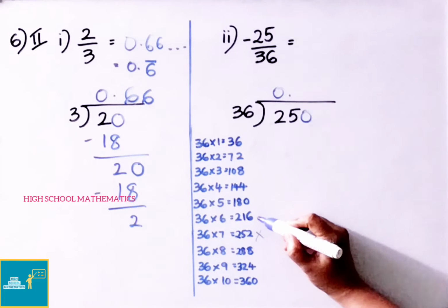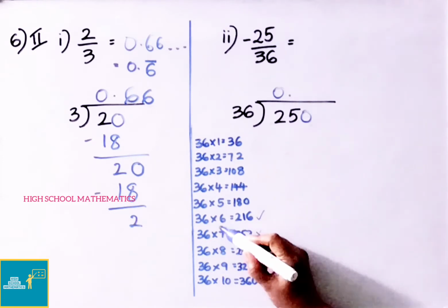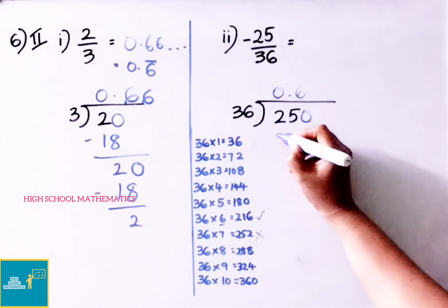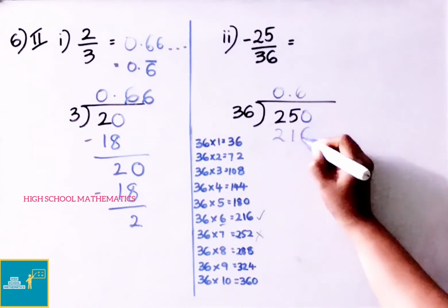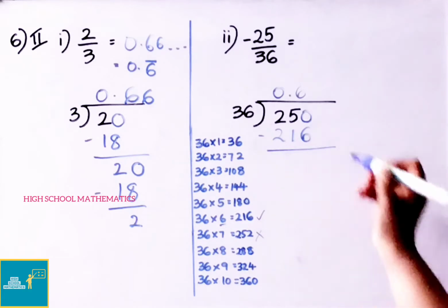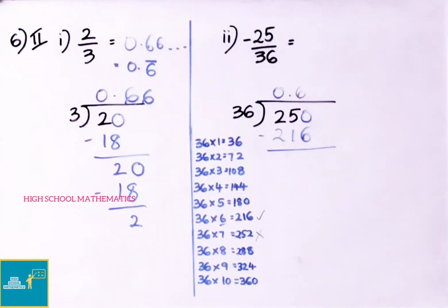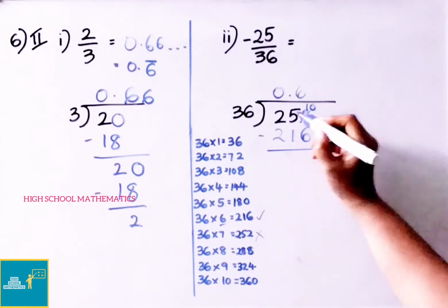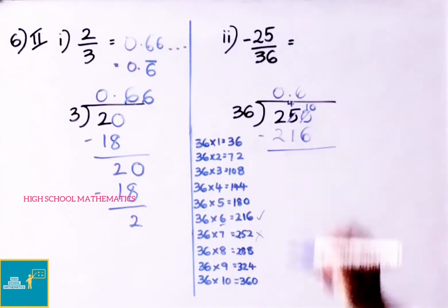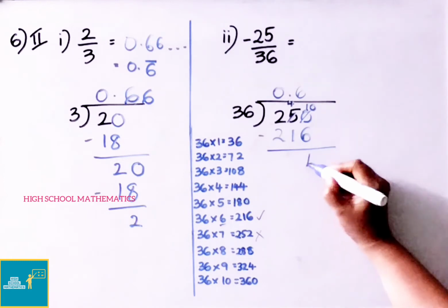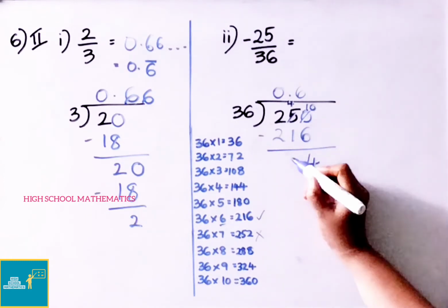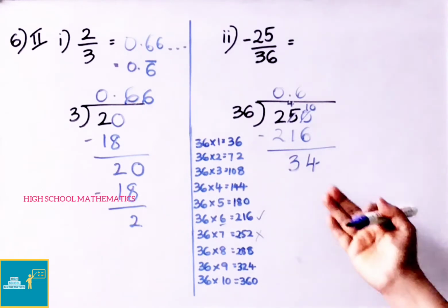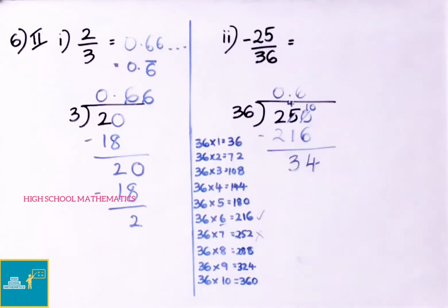So the previous value is 216. How many times is it? 6 times. So mention here 6 times, 216. Now we have to do subtraction. If you take a borrow, this 0 becomes 10 and this 5 becomes 4. 10 minus 6, 4. 4 minus 1, 3. 2 minus 2, it is 0. Now we have 34, which is less than 36.